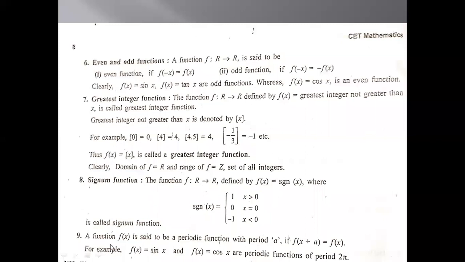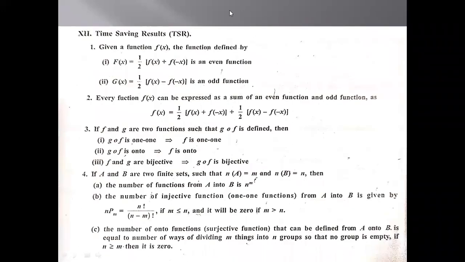Next, ninth one, a function f of x is said to be a periodic function with period small a if f of x plus a is equal to f of x. For example, f of x is equal to sin x and f of x is equal to cos x are periodic functions of period 2 pi. Some time saving results.